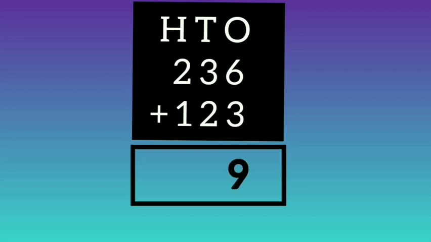6 plus 3 is 9. What is the digit in the tens place? 3. Below 3, which number is there? 2. 3 plus 2 is 5. Next, what is the digit in the hundreds place? 2. Below 2, which number is there? 1. 2 plus 1 is 3. So we got 359. It means he has 359 bags with him. Here, addition means putting things together.